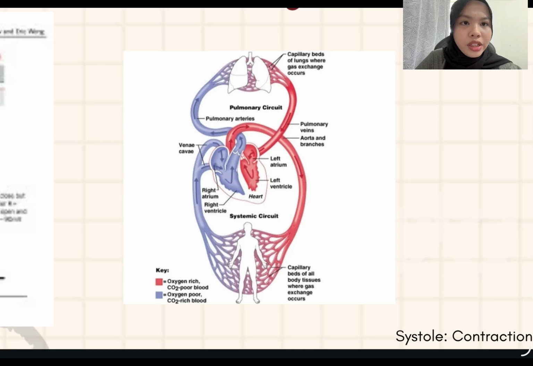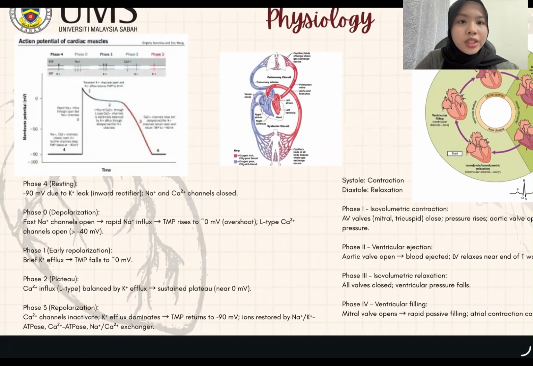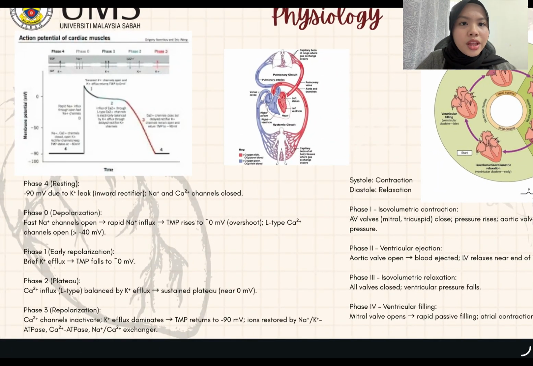the pulmonary circulation, which oxygenates blood in the lungs, and systemic circulation, which delivers oxygenated blood to tissues. At the cellular level, the cardiac muscle cells generate action potentials. So the resting membrane potential is approximately negative 90 millivolts, maintained by potassium ions. Rapid depolarization occurs through sodium influx, followed by a prolonged plateau phase caused by calcium entry. This plateau allows sustained contraction and distinguishes cardiac muscle from skeletal muscle. Repolarization then restores the resting membrane potential.